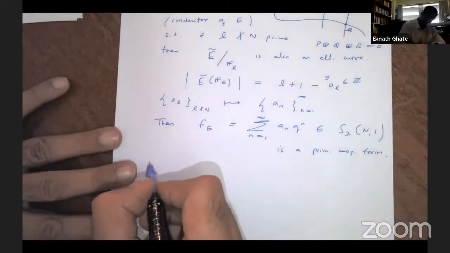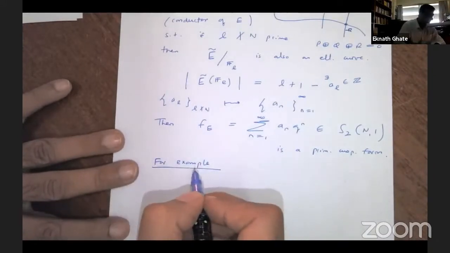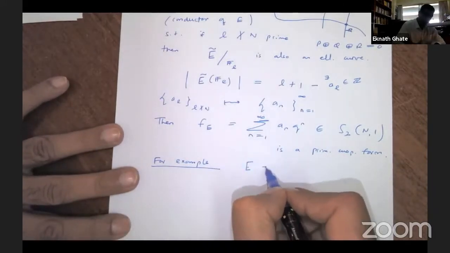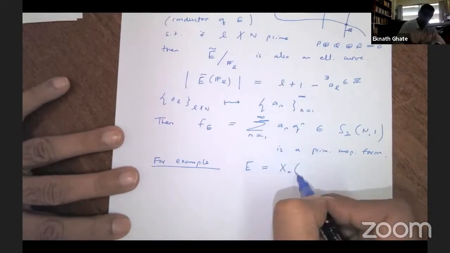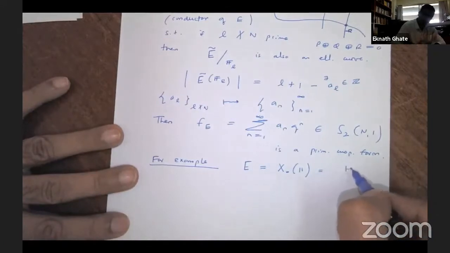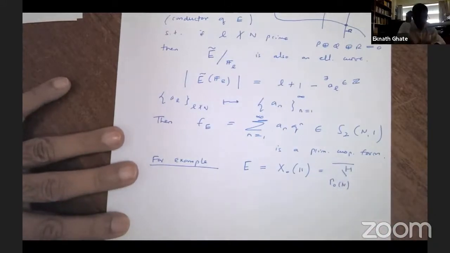Okay, so let me give you one example. For example, if you look at the elliptic curve X naught 11. So what is X naught 11? So what is X naught N? X naught N is you just take the upper half plane and go modulo gamma naught N. So look at this fundamental domain. And then there are some cusps missing, so you compactify. You get a compact Riemann surface. Sometimes this has genus 0, sometimes genus 1, genus 2, etc. It has some holes in it, and you get an elliptic curve when the genus is 1.